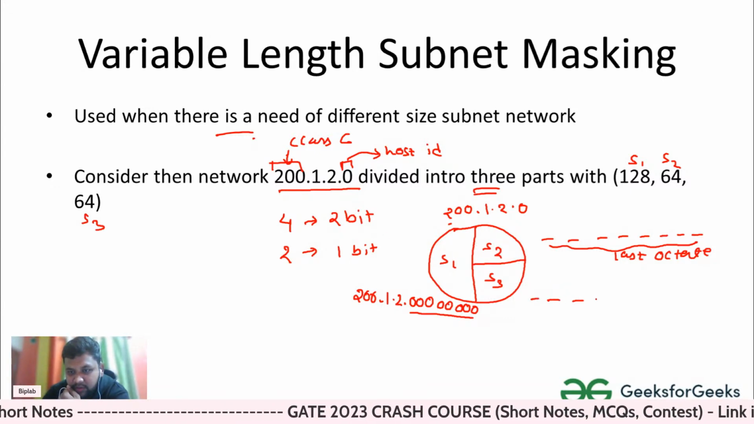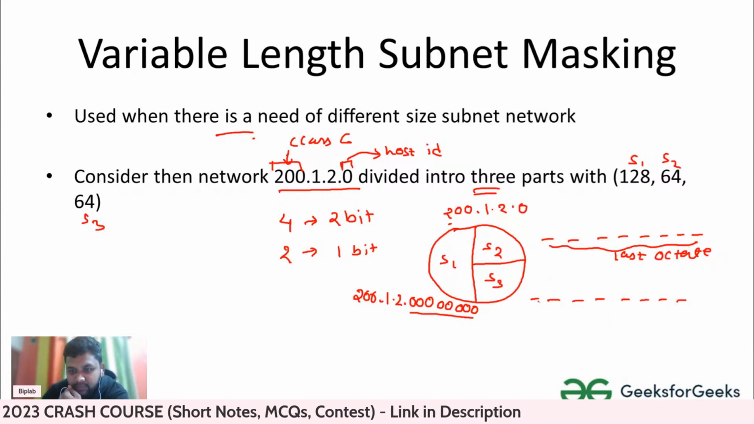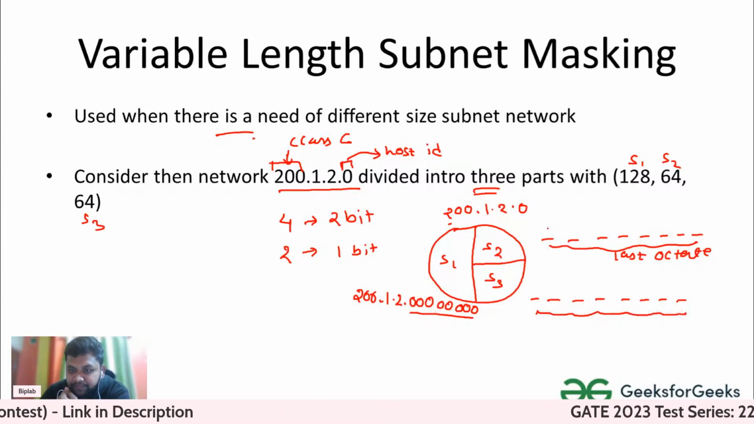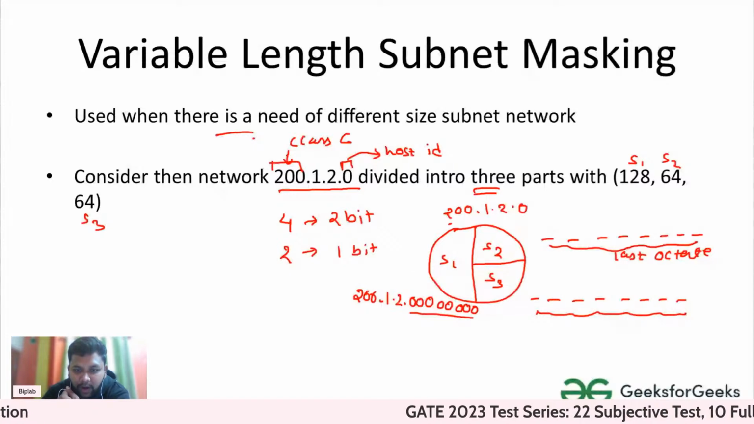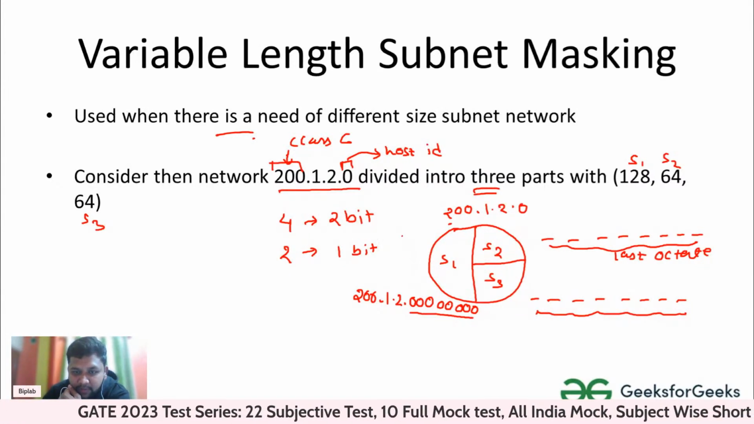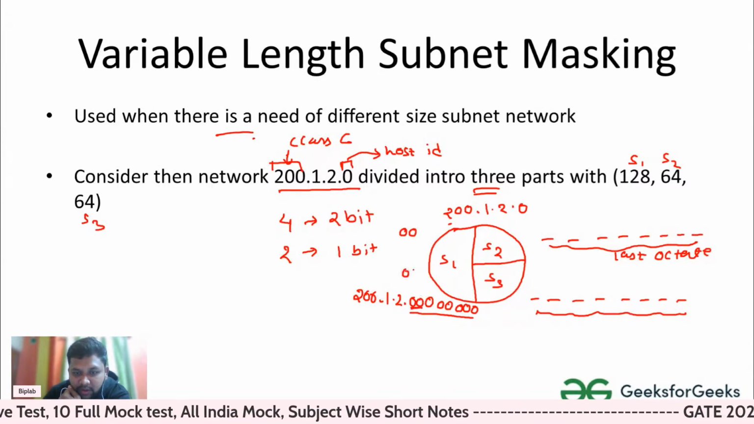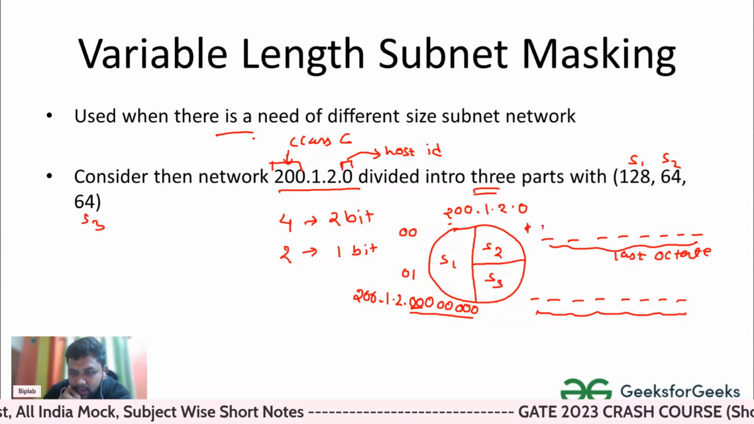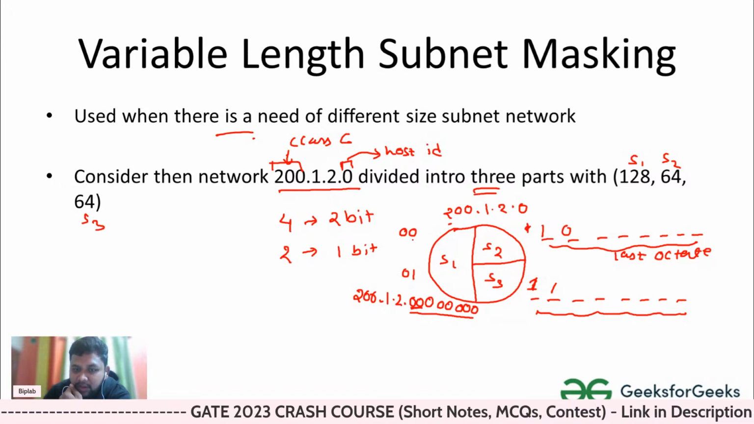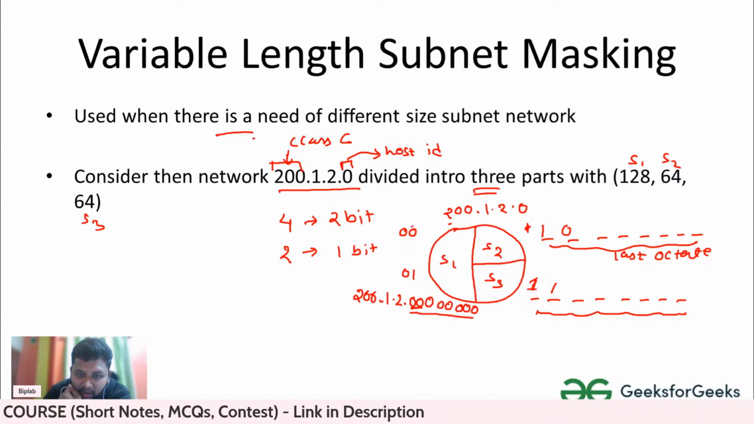For S3 also you will have. Fine. So now, what you can do to divide it into three subnets, you could divide it into four subnets by saying that the first two bits here will be 00, 01, 10 and 11. But what will be the problem? You are dividing it into four, but you want it to be three. So that's why merge these two.